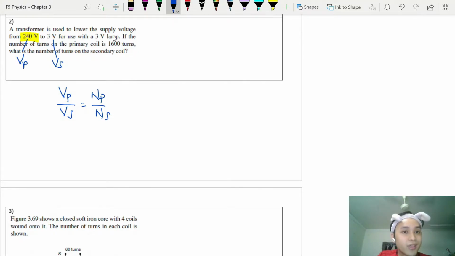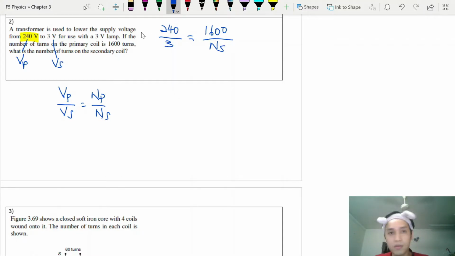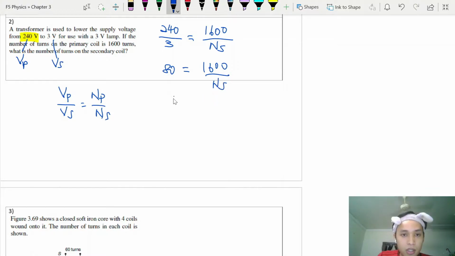Then they tell you the primary coil is 1600 turns. So we just put inside the formula Vp over Vs equals 1600 turns over Ns. If you divide this, let me just quickly calculate: 240 divided by 3, you get 80, right? And then you just divide, and you get 20 turns.